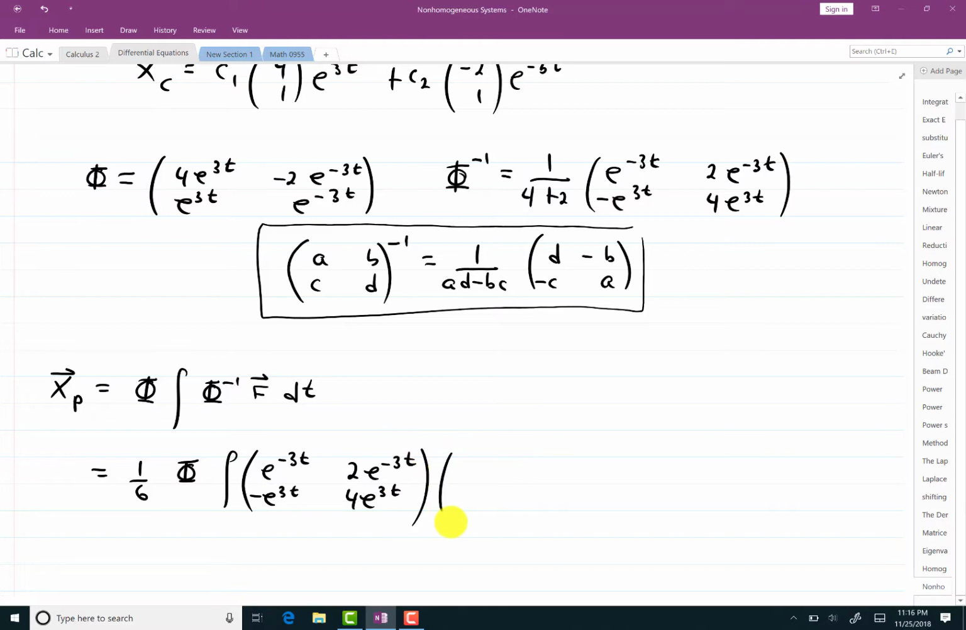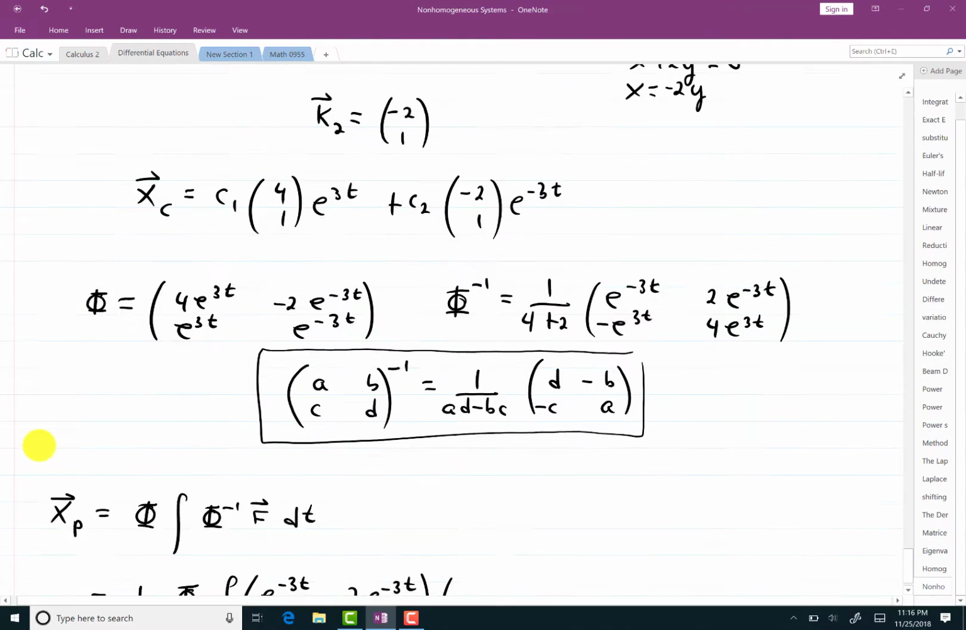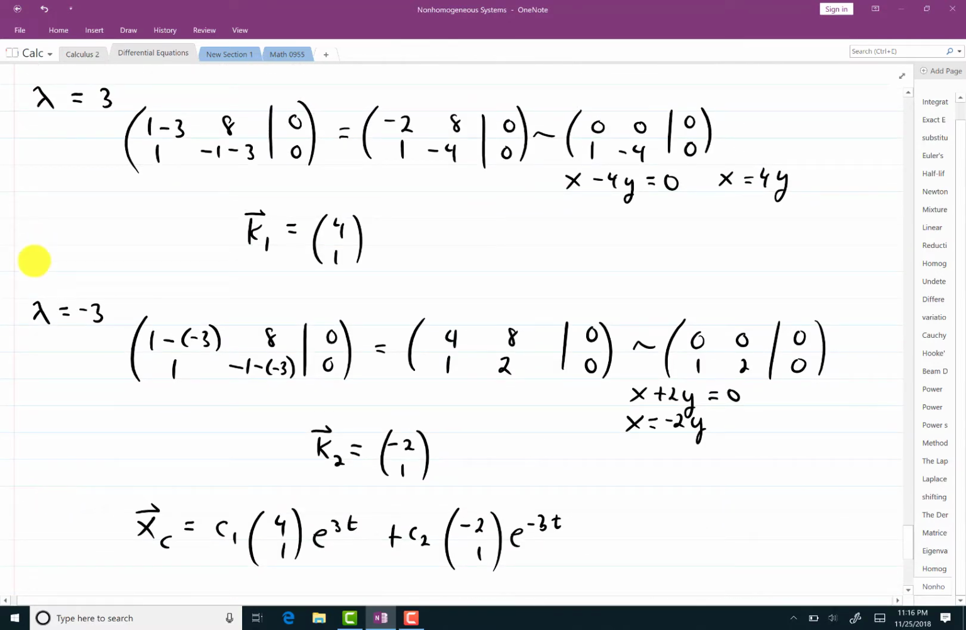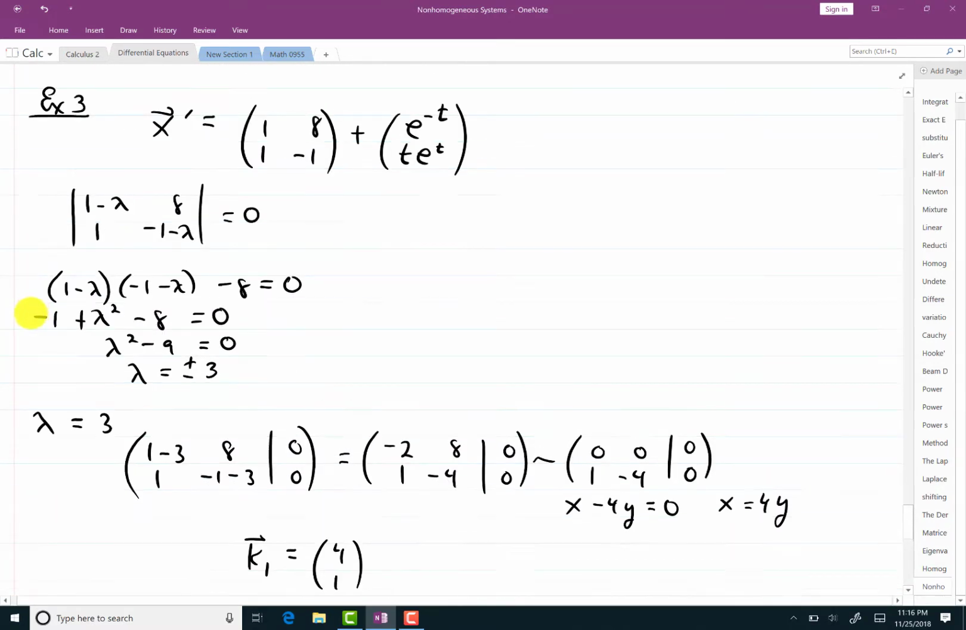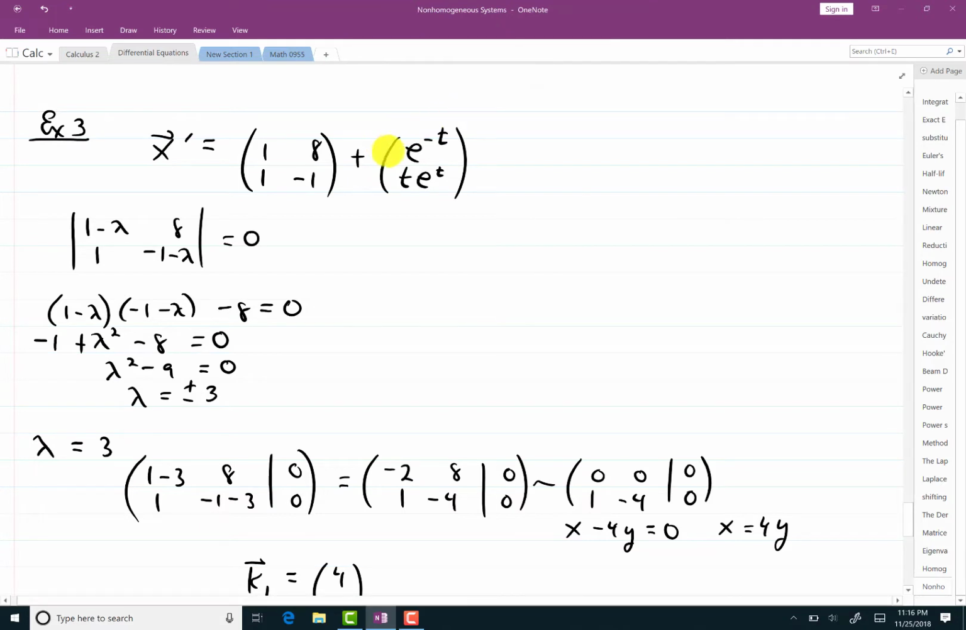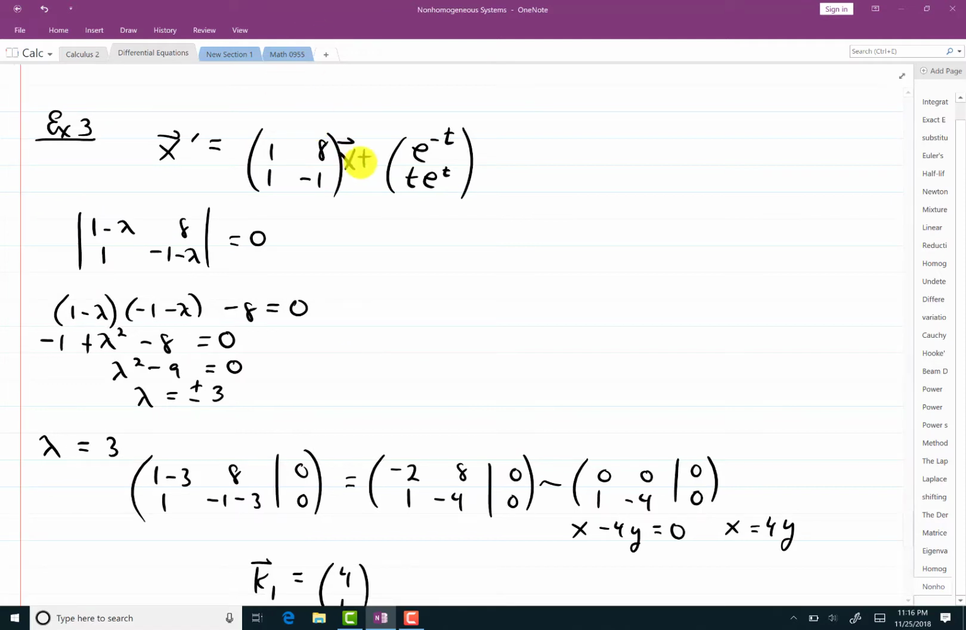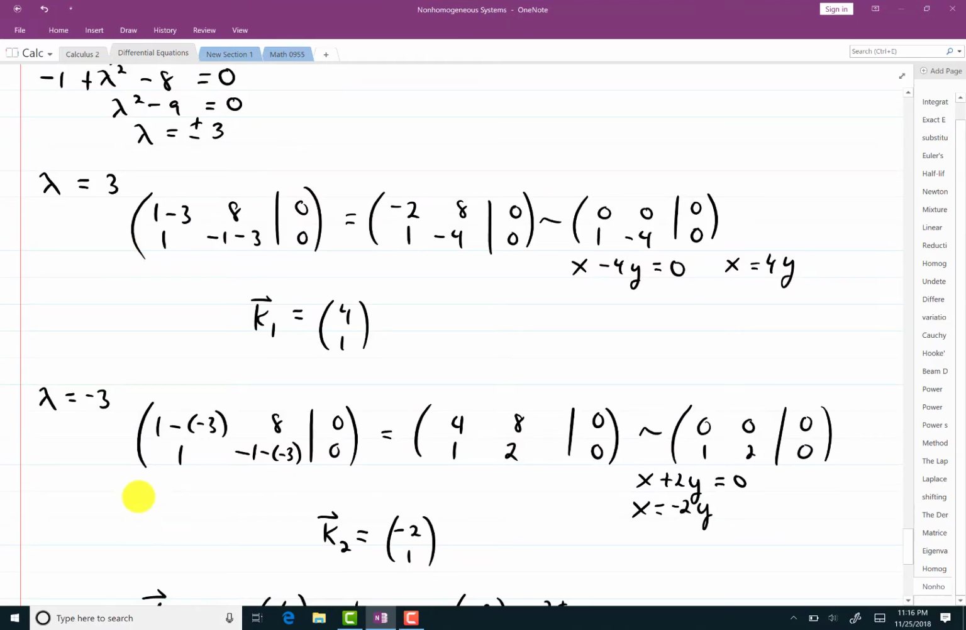and my f. My original f, let's take a look. Where was it? There it is right there. This portion is f. And you know what? I went and did this without thinking. I didn't even state the problem correctly. There was an x that was supposed to be there. This here is the f. So I have e to the negative t, te to the t.